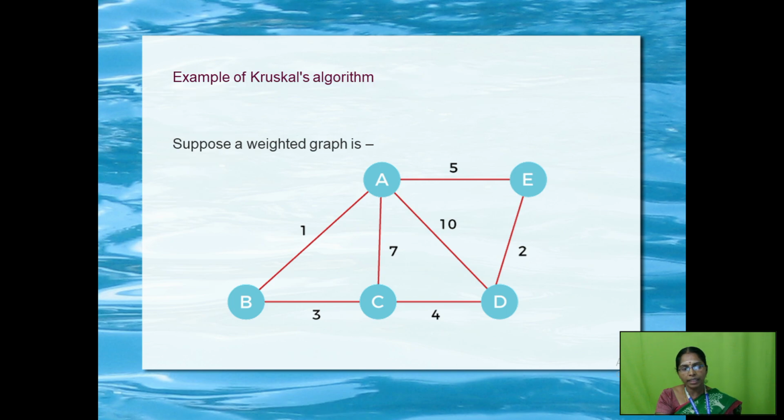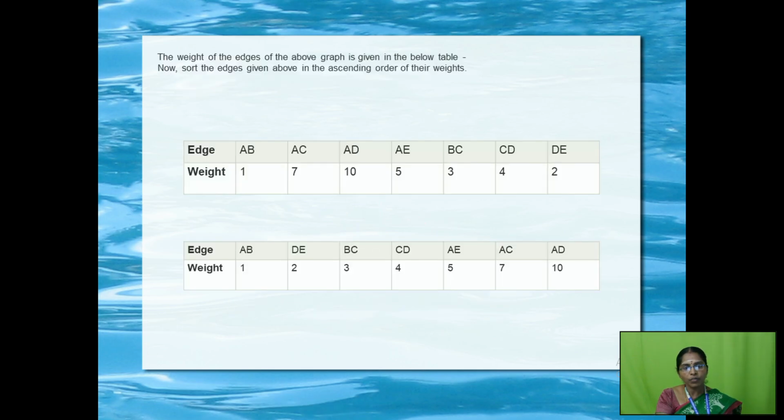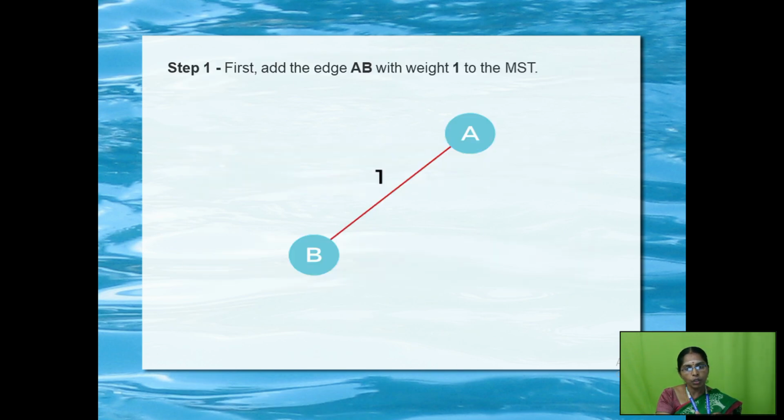Suppose we are taking a weighted graph. For this weighted graph we have 5 nodes. The weights of the edges of the above graph are given below. Edge A to B the weight is 1, A to C the weight is 7, A to D is 10, A to E is 5, B to C is 3, C to D is 4, D to E is 2. So we are sorting from lowest weight to highest weight. After that, we are going to frame a minimum spanning tree.